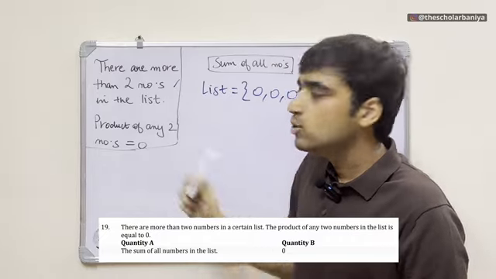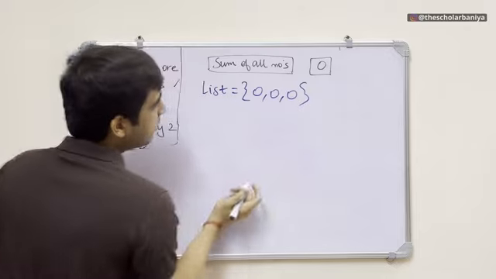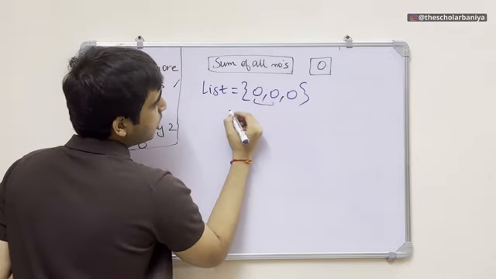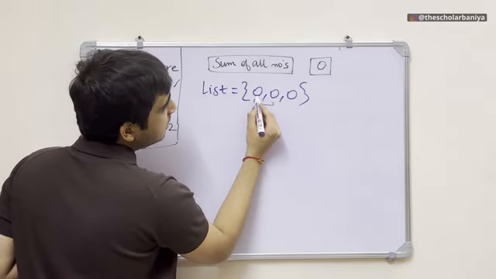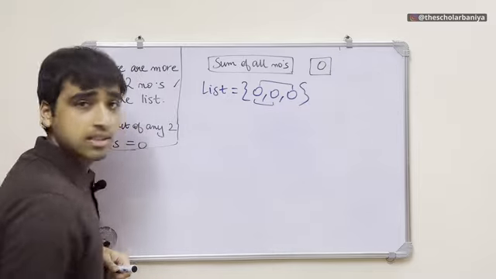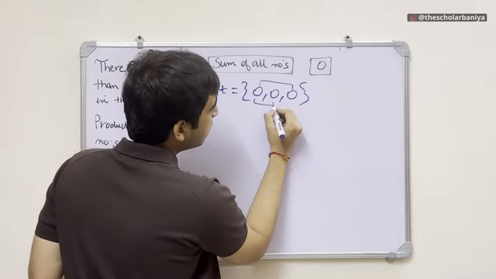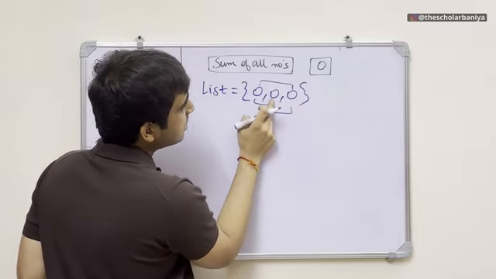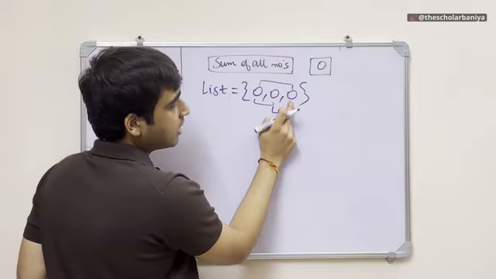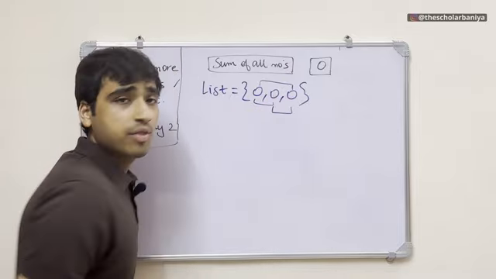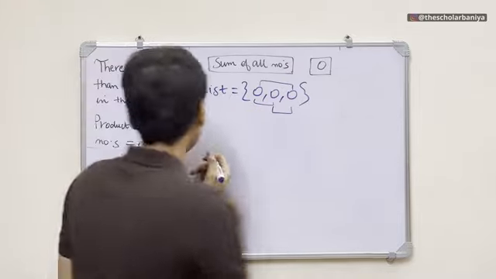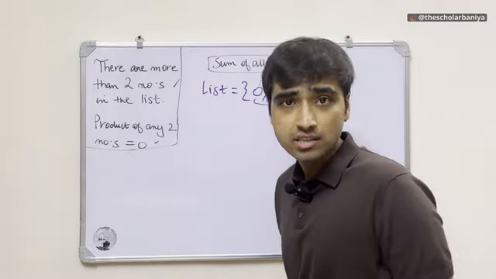The product of any two numbers is 0. This is also fine because if you take these two numbers, the product is 0. If you take this number and this number, still the product is 0. If you take this and this, the product is 0. If you take this and this, the product is still 0, right? So even this condition is absolutely satisfied.